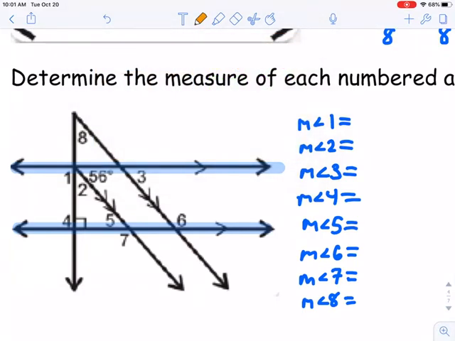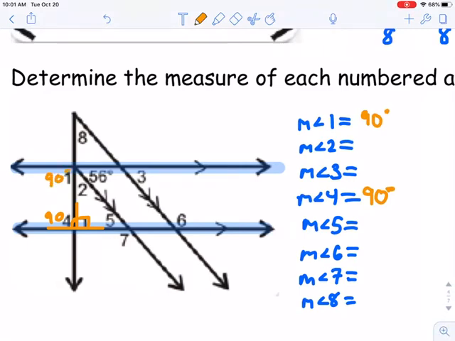Why? Well, linear pair. Since it's 90 degrees over here, that must mean angle 4 is also 90 degrees. So there's that. Now next, angle 4 and angle 1 are consecutive interior angles, so they must be supplementary. So that means that angle 1 is also 90 degrees as well.